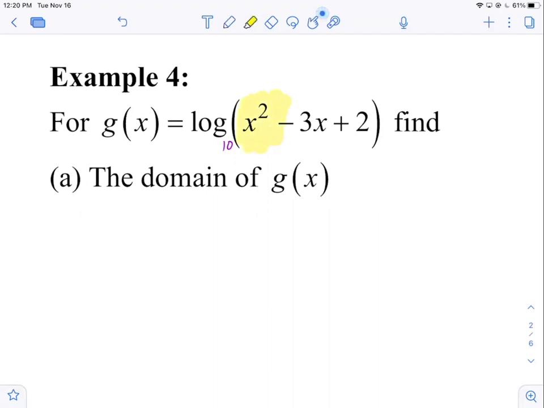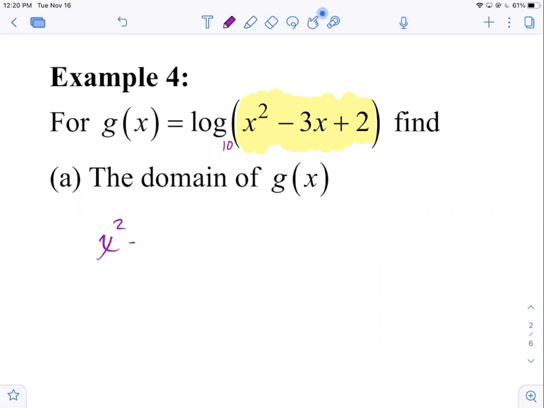So how are we going to find the domain? We know how to do it when the denominator is 0. You can't divide by 0, so you set the denominator not equal to 0. When we have a square root or a fourth root, the radicand has to be greater than or equal to 0, and we solve that inequality. What do we do for a log? What do we know about the argument? We can only take the logs of positive numbers.